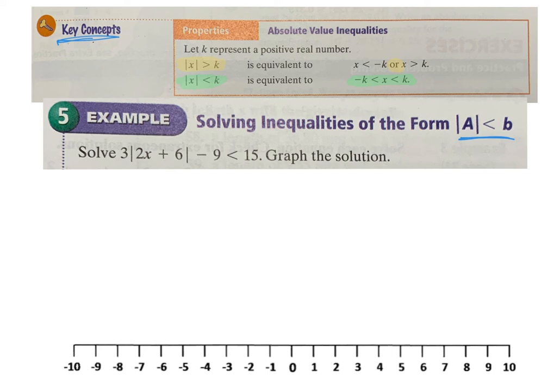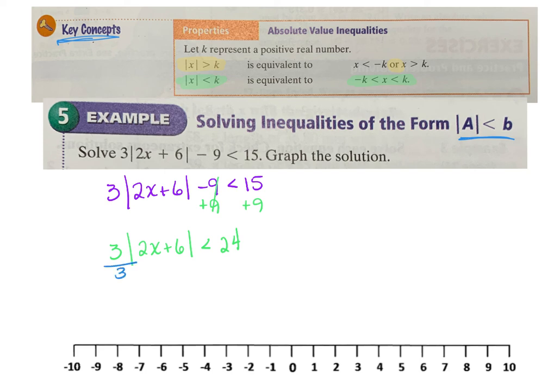All right? The key is to get it by itself first, and you have to follow the rules of inequalities when you are getting it by itself. So for this one, my absolute value is not by itself, so I need to get it by itself first. I have 3 times the absolute value of 2x plus 6, minus 9, is less than 15. I need to get the absolute value by itself, so I'm going to add my 9 to both sides. I have 3 times the absolute value of 2x plus 6 is less than 24. Then I'm going to divide by that 3. And I have the absolute value of 2x plus 6 is less than 8. Now my absolute value is by itself. It is less than, so I'm going to have an AND situation where they need to cross over.